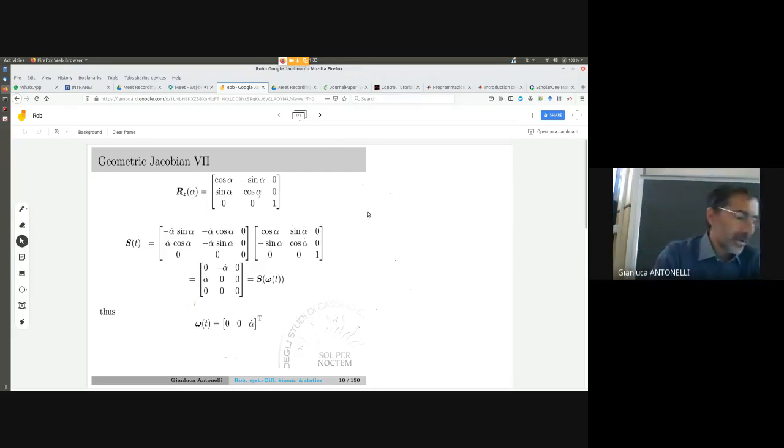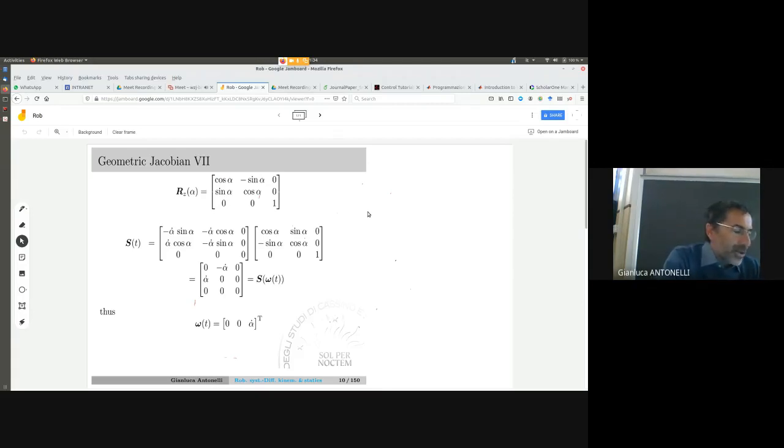Let us compute the angular velocity. I know that if the two frames are related by an elementary rotation of alpha around Z, they are related by this rotation matrix. This is the elementary rotation around Z, because Z represented in the other frame is 0, 0, 1. It means that it is unchanged. And those are the elements of the rotation on the plane of angle alpha that we already saw.